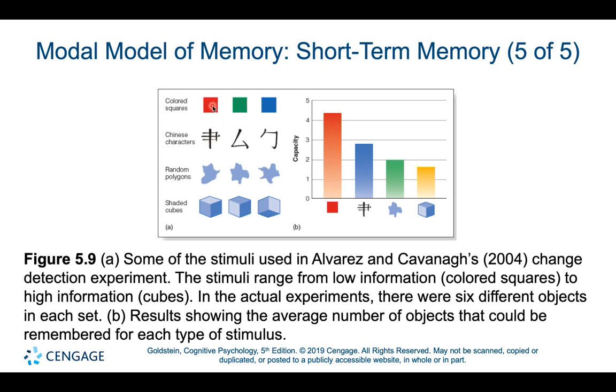But if, instead of colored squares, we use slightly more complex objects like Chinese characters, performance drops. If we use random polygons, performance drops. And if we use shaded cubes, performance drops. Basically, what they're showing here is that, yes, the number of items matters, but so does the complexity of those items. Colored squares are very simple. These characters are a little more complex. The random polygons are a little more complex. And the shaded cubes are the most complex. And so as complexity increases, short-term memory capacity decreases. So short-term memory capacity is governed by the number of items, by strategy use, and by the complexity of the items.